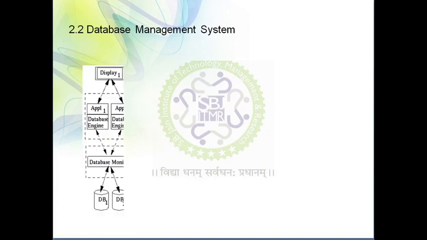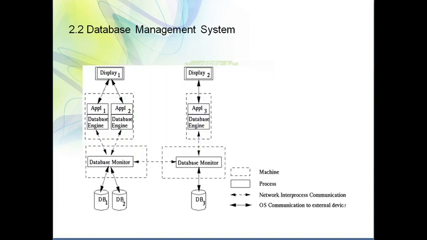Database management system. In this, if you see, various database monitors are available, DB1, DB2, DB3 likewise. Database engines are there on top of that, and there are many applications and many users connected through that. Various machines, various processors, network inter-process communications are occurring. OS communication to external devices is also happening. So these all make up a database management system.